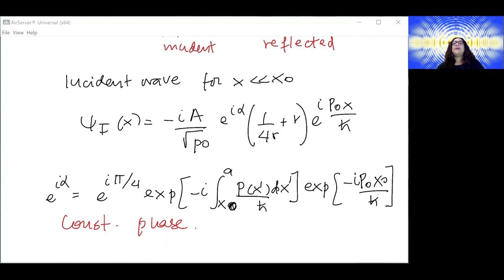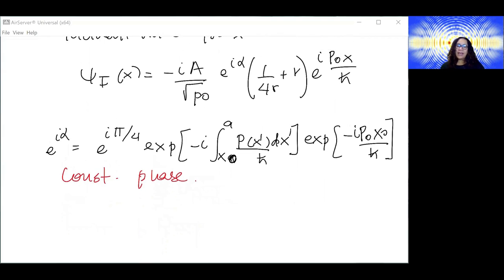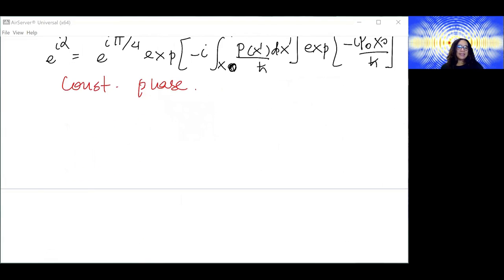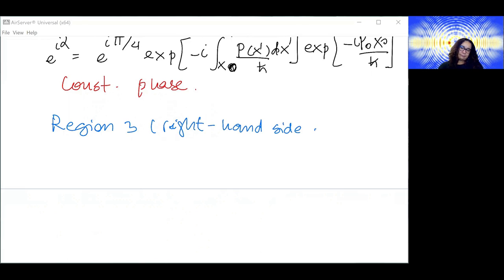We could, in principle, make the same assumption on the right-hand side of the barrier, right? So we have some expressions when we take x to minus infinity. How about taking x to plus infinity? So let me write here, region 3, right-hand side of the barrier.